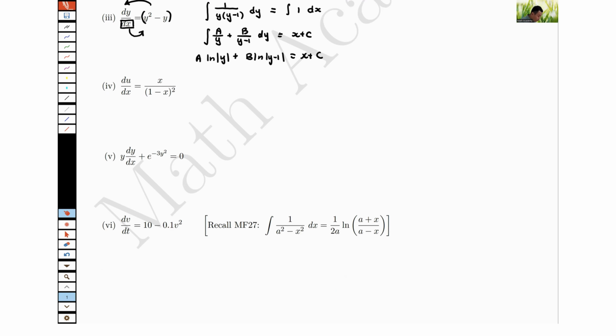Number 4, again, the x shifts to the right side. But this time, the right side term, I don't need to shift further because it's already x. All the x on the right side, u on the left side. So don't touch the right-hand side. We are going to leave it as is. So we are going to integrate 1 du. On the right-hand side, we directly integrate this term, dx.